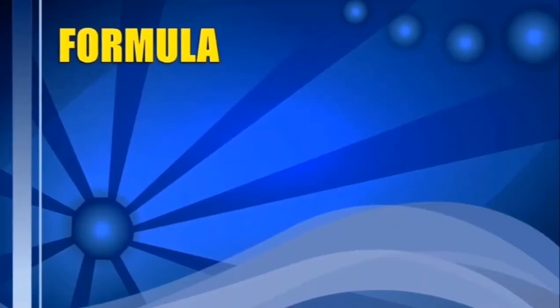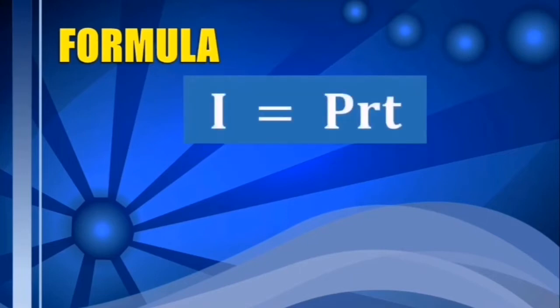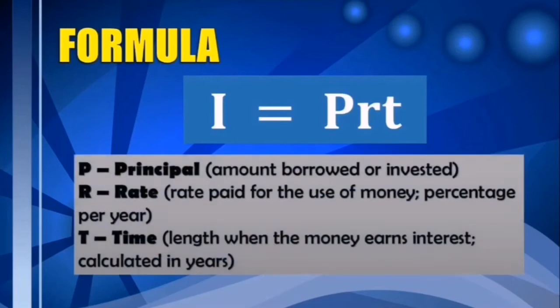To compute for the simple interest, we need to follow the formula I = P times R times T, where P stands for the principal, the amount borrowed or invested. R refers to the rate, the fee paid for the use of money, or the percentage per year. T stands for the time, the length of time the money earns interest, calculated in years.